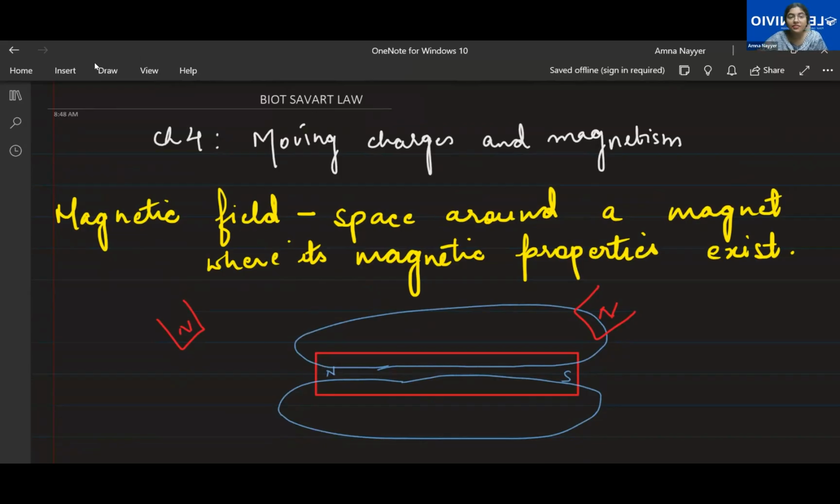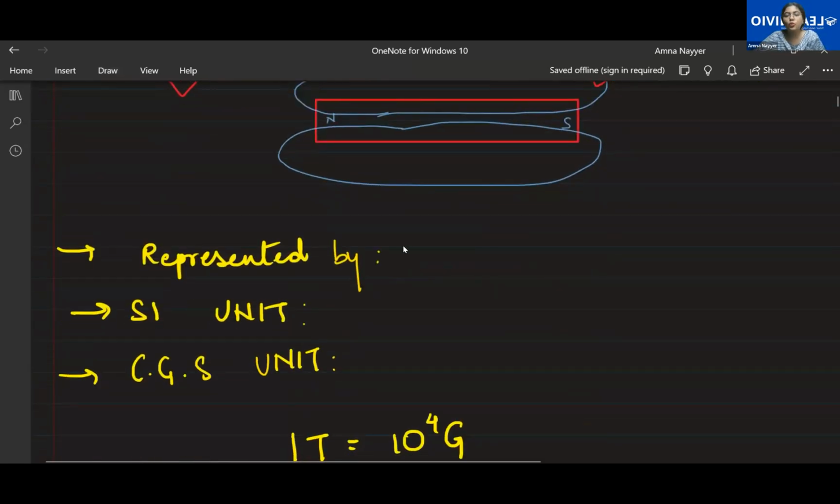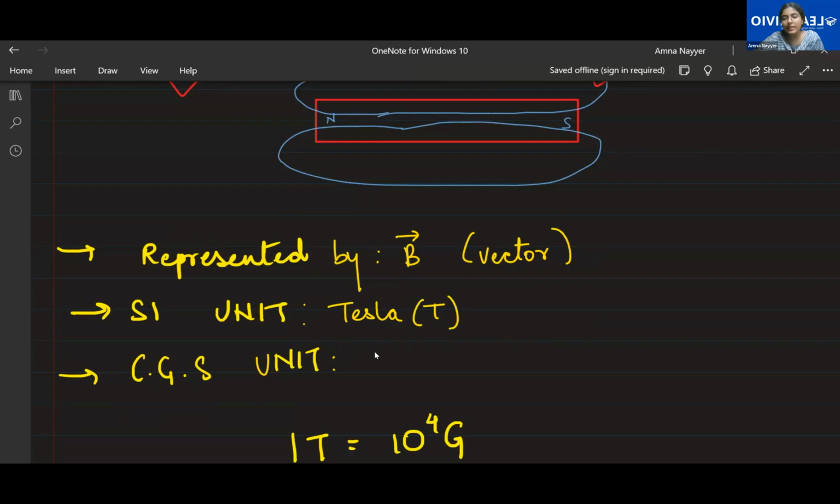And regarding magnetic field, you should know how it is represented. It is not represented through M, it is represented through B. And it's a vector, so B with an arrow on its head is the vector symbol. The SI unit is Tesla, represented through a capital T, while the CGS unit is Gauss, represented through a capital G.